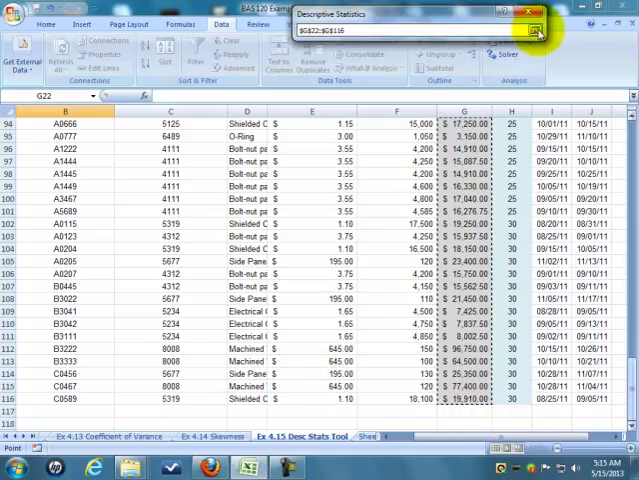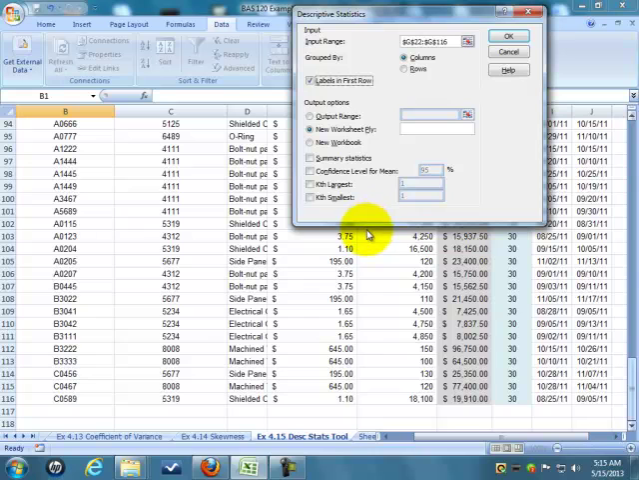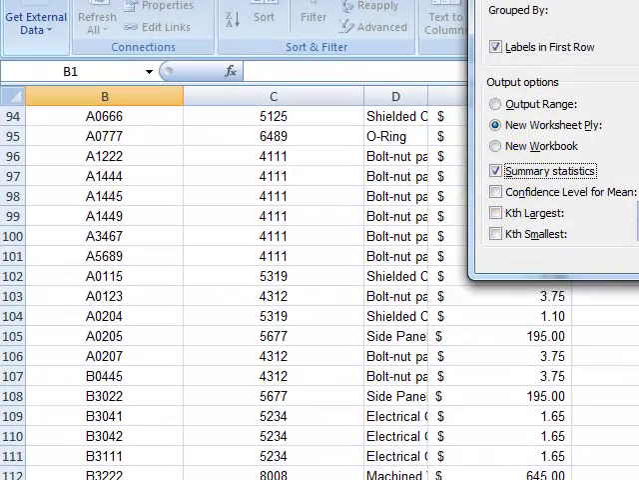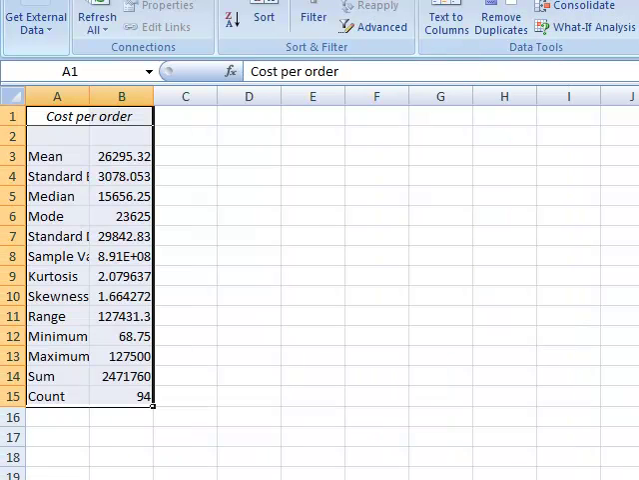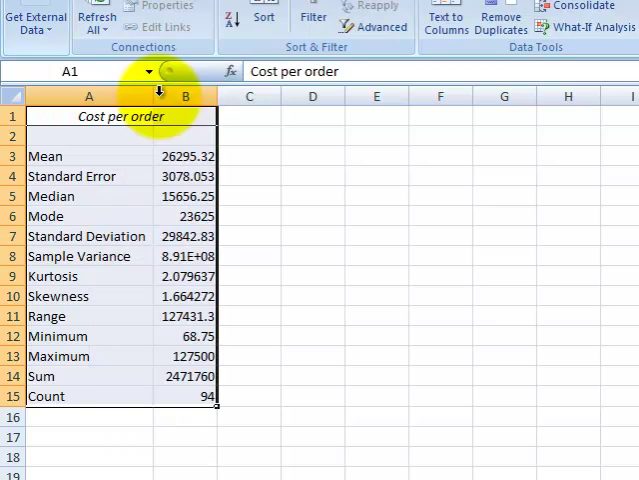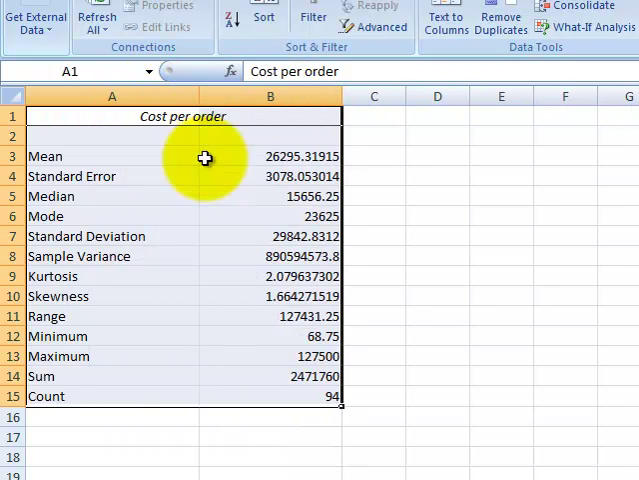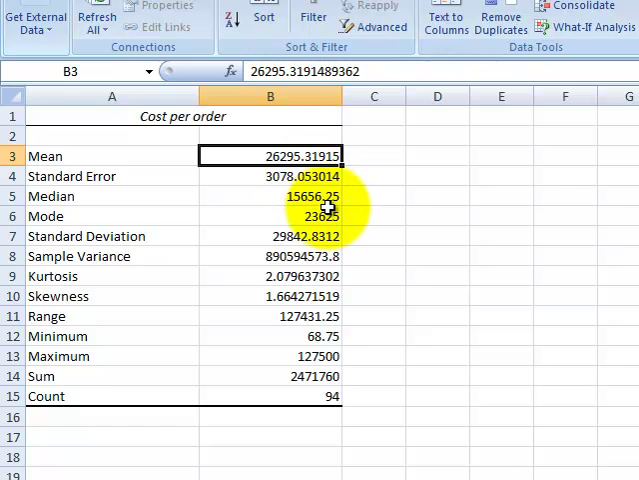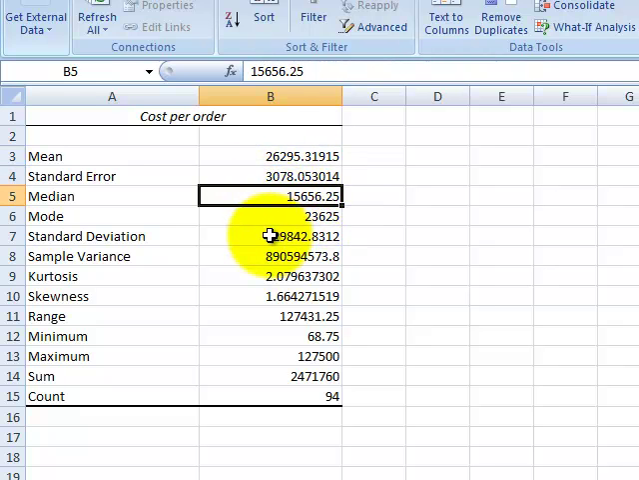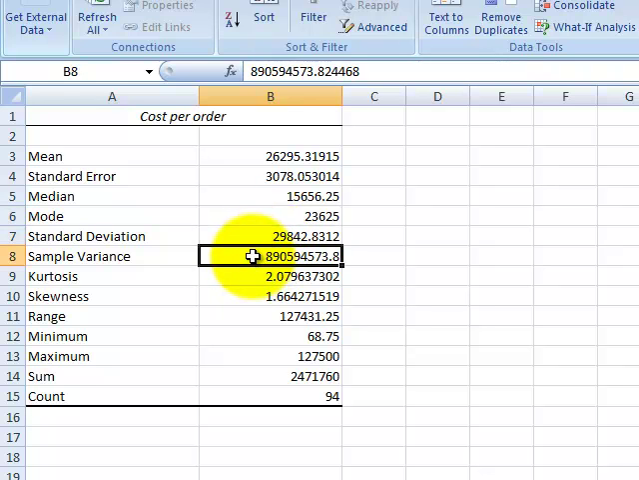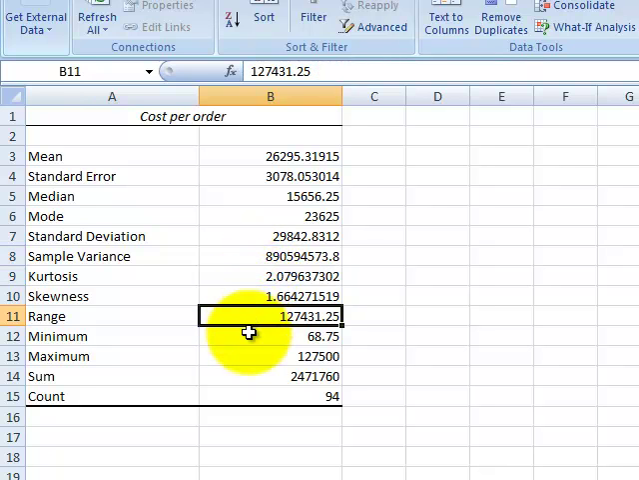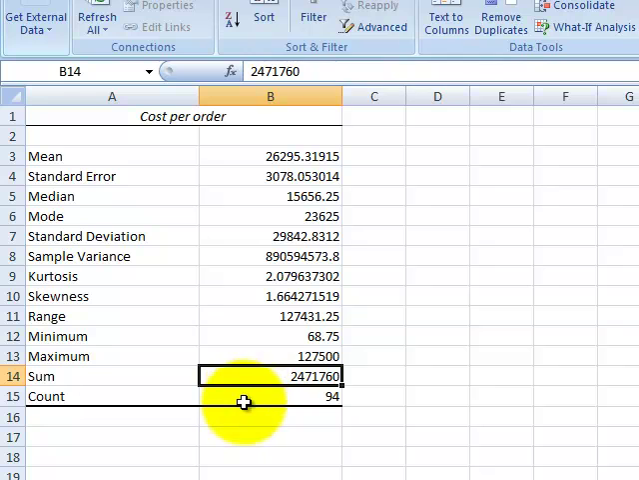I say that. Now I include the label, so I want to hit that. I could output it to a new worksheet or I could output it to a spot. Let's put it in a new worksheet for now and give me all the summary statistics. I hit OK. Notice all of a sudden I have this new sheet and it takes me right there. And here it gives me all the statistics: the mean, the standard error, the median, the mode, the standard deviation, the variance of the sample, the kurtosis, the skewness, the range, the min, the max, the sum of it all, and how many are in my sample, the size called the count.